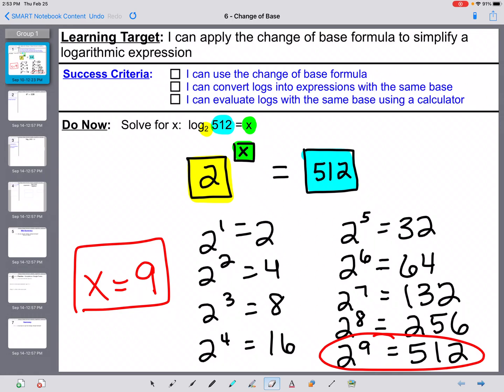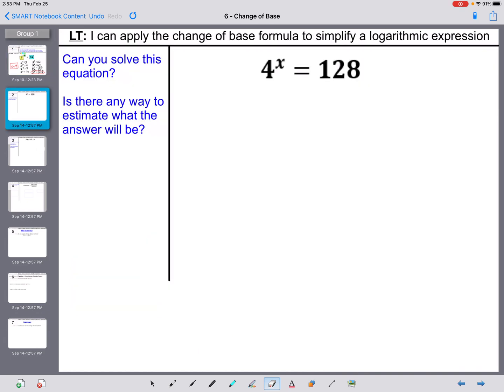In today's lesson, we're going to learn about a change of base formula, which is a log formula that we use to find the missing exponent so that we can skip all of these steps that we did here in the do now. In our first example, we have an equation that says 4 to the x power equals 128.